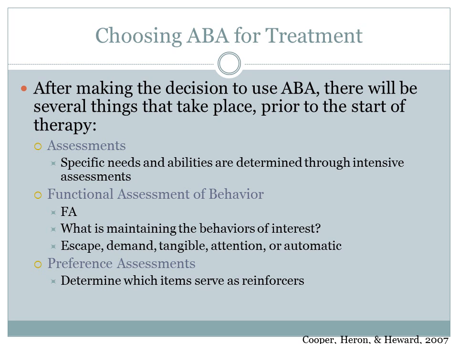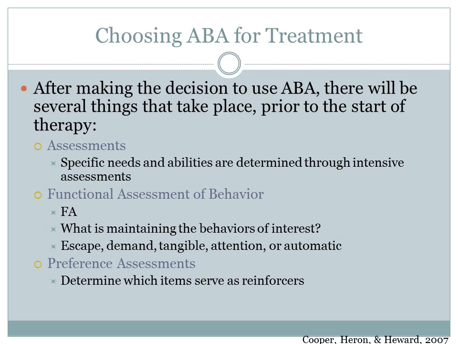So once you've selected ABA for treatment, there are some things that are going to occur before the actual therapy and treatment begin. The first thing that gets done is an assessment. We need to specify the needs and abilities that can be determined through intensive assessment so we can figure out where to begin therapy. We need to determine what the function of the behavior is. So we'll do a functional assessment of behavior or a functional analysis.